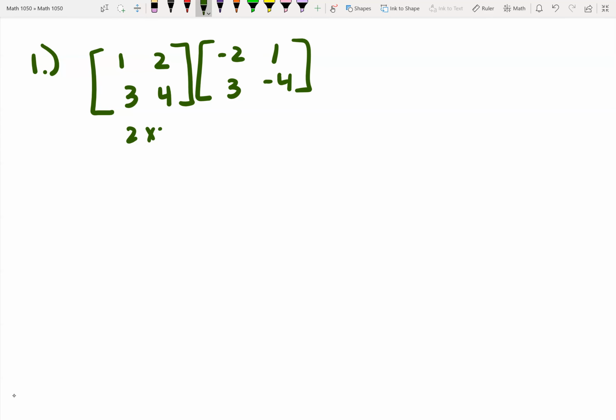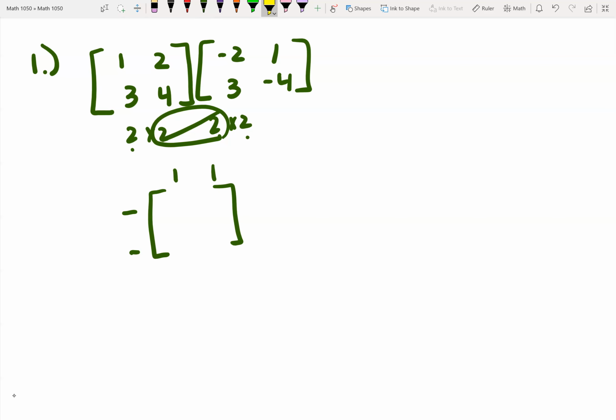So this guy's a 2 by 2. This guy's a 2 by 2. So I can totally do it because those match. And when I'm done, it's a 2 by 2. So 2 down and 2 across. So this first guy, you take the row, and the second guy, you take the column. And remember the 2 comes down. So you go 1 times negative 2 is a negative 2. 2 times 3 is a positive 6. A negative 2 and a positive 6 is a 4.